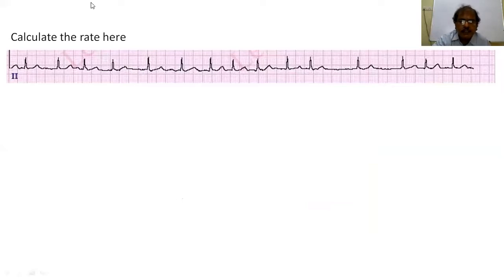Now here, calculate the heart rate. Who is going to calculate? Roll number 57. Yes, sir. Now, can you calculate? This is for 10 seconds. First of all, you have to find out whether the heart rate is regular or irregular. Here, is the heart rate regular or irregular?